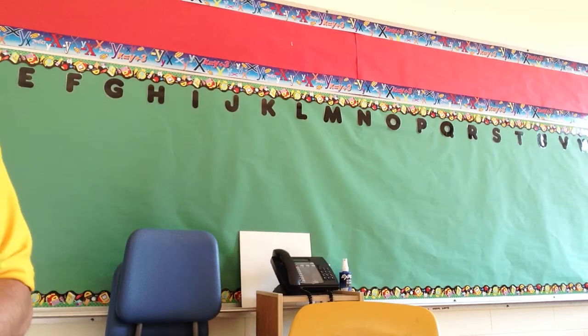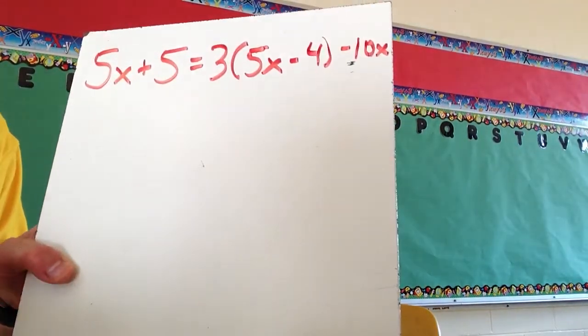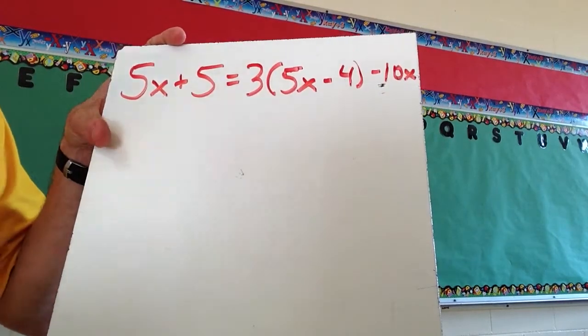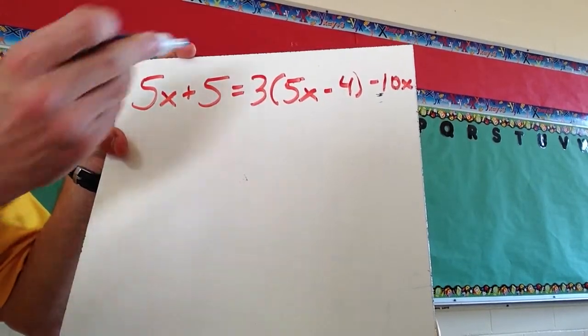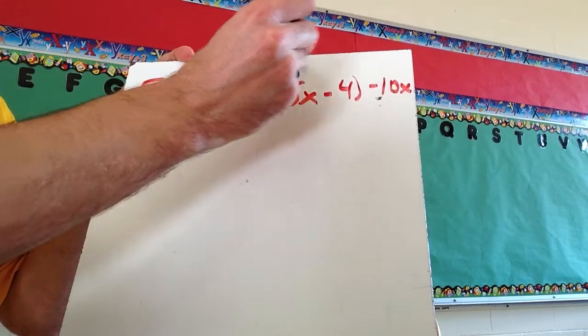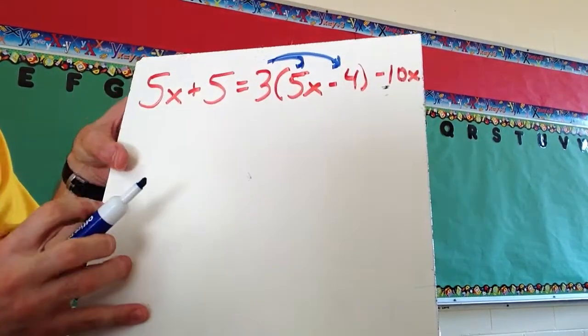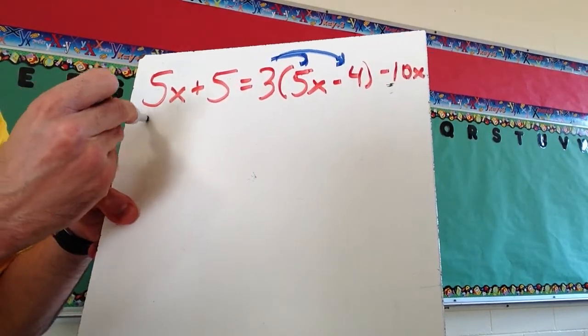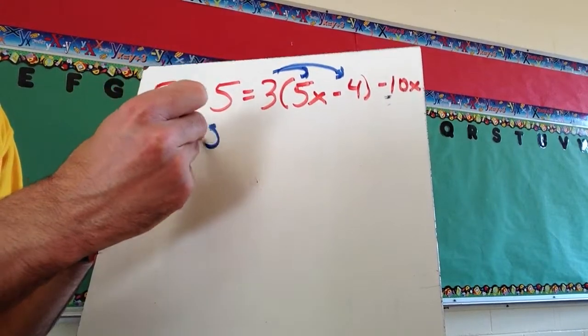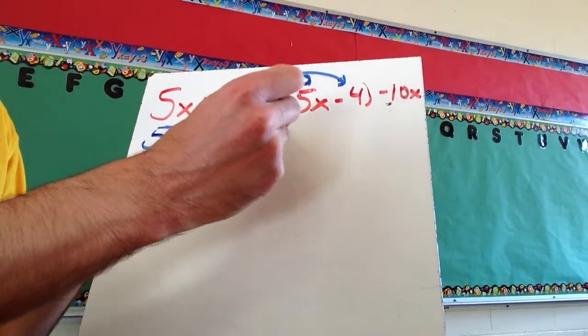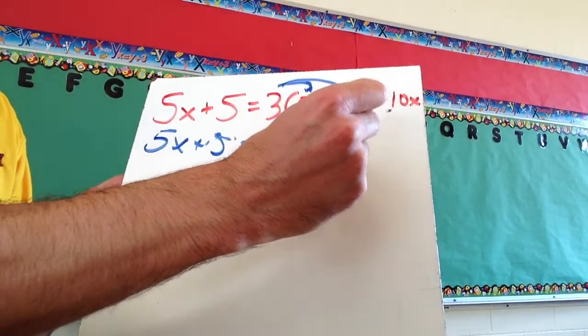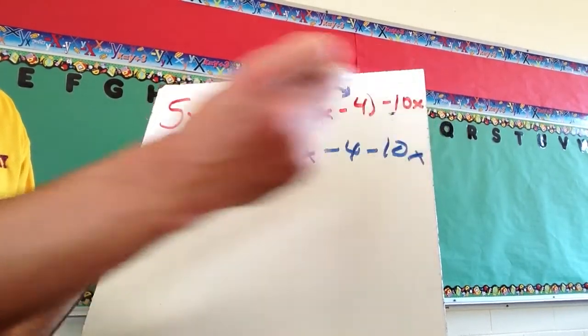I want to show you two special cases, two odd things that might happen. You may start to see the problem. So I'm going to work through the beginning of it relatively quickly, if you're okay with that. I'm going to distribute there. So I got 5x plus 5 equals 15x minus 4 minus 10x.